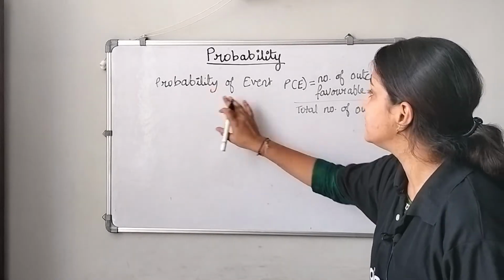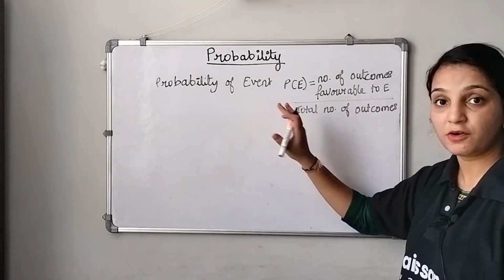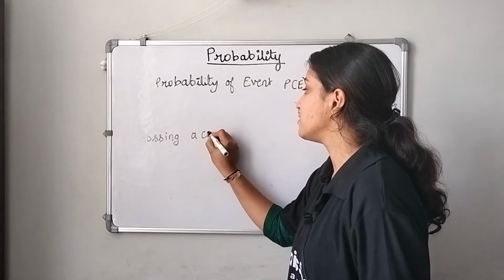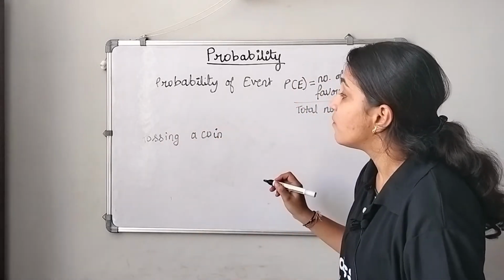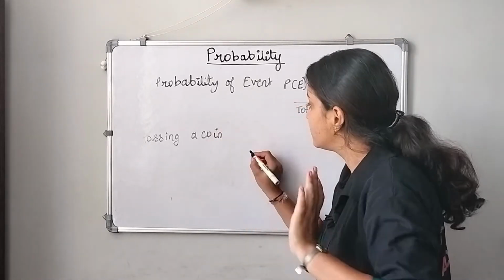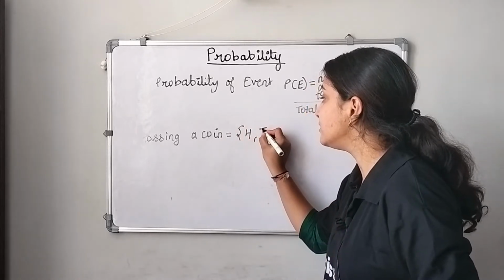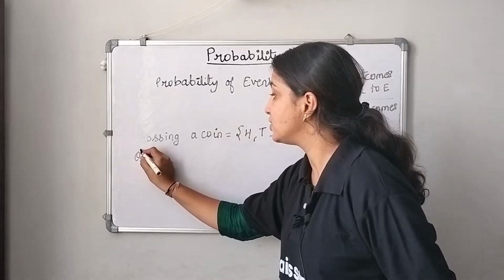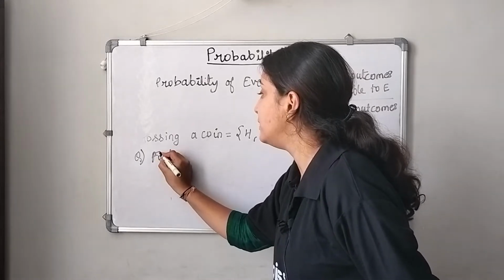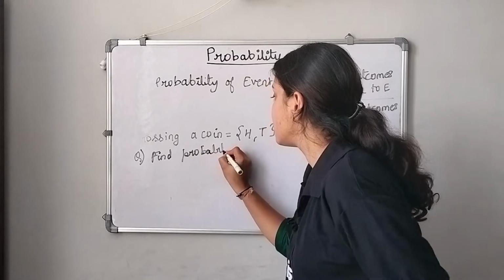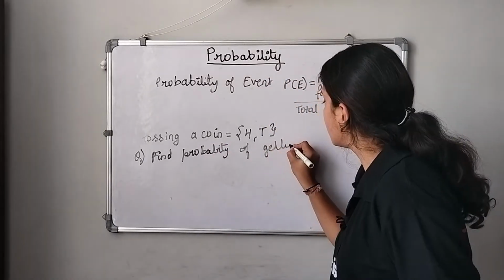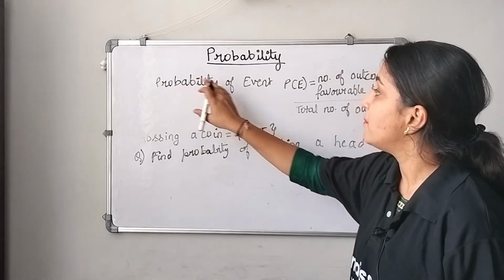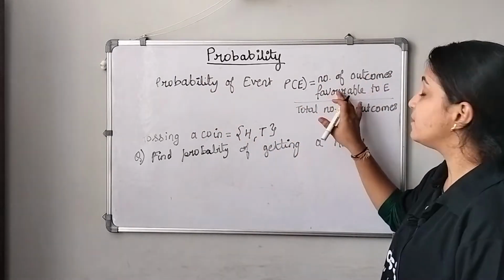Now, what does the definition say? We'll try to see it in the example of tossing a coin only. What are the chances which you get from tossing a coin? They are a head and a tail. H means head and T means tail. Now, if they ask the question, find the probability of getting a head.